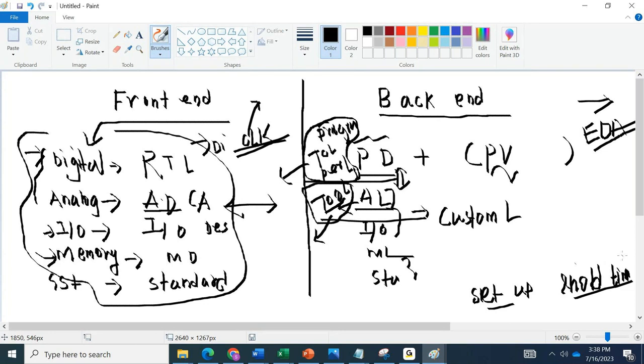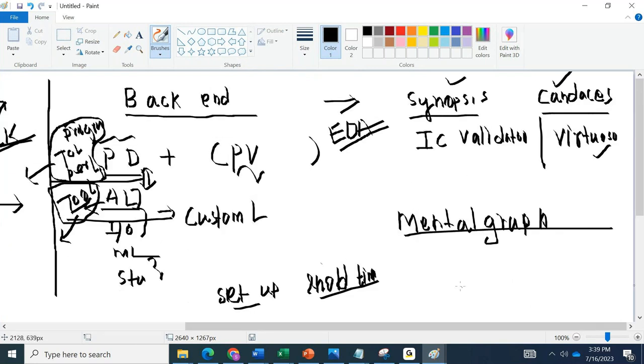And whatever floor plan you do, they will use some programming language. If you are strong in programming languages, that's why I'm telling you, learn Tcl, one language. This is a skill you have to learn. By programming language, they will arrange it. This floor plan, DRC, LVS, everything will be done by programs.